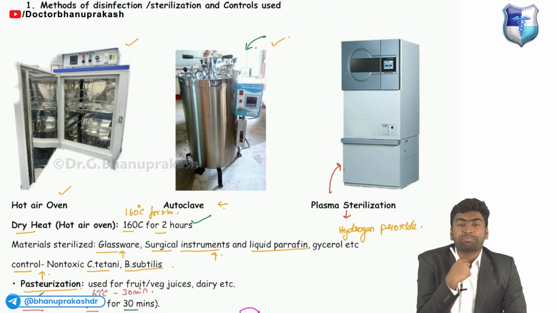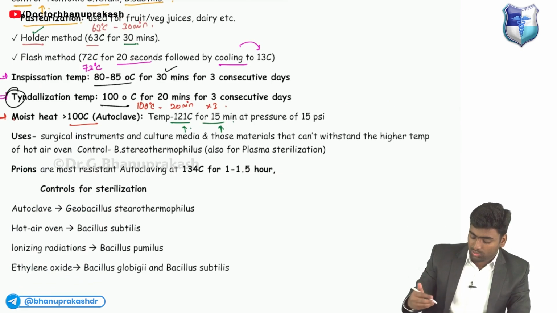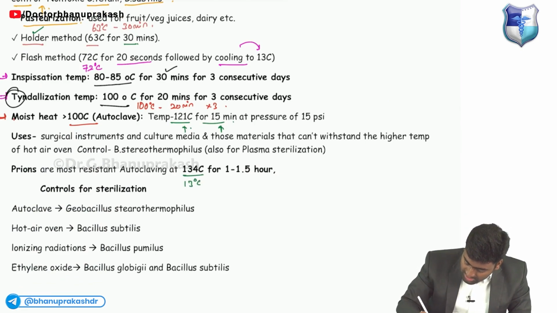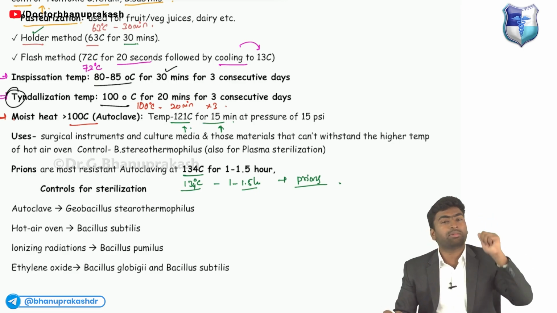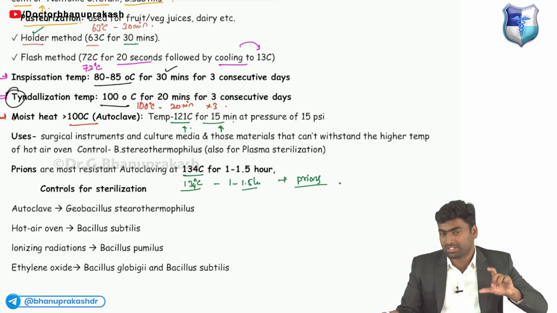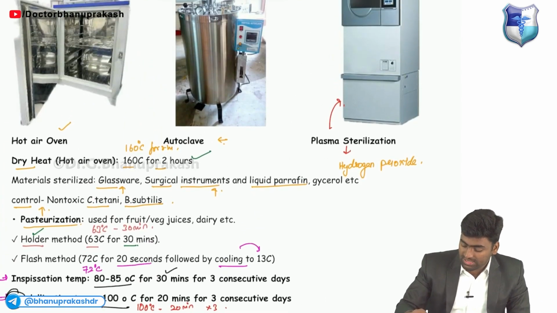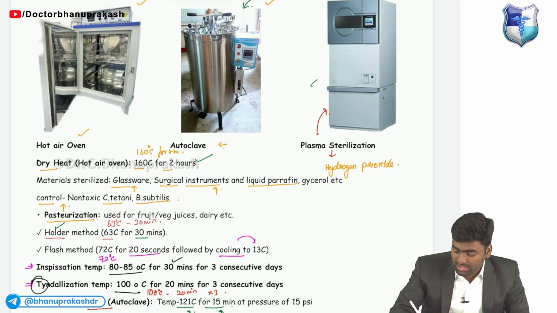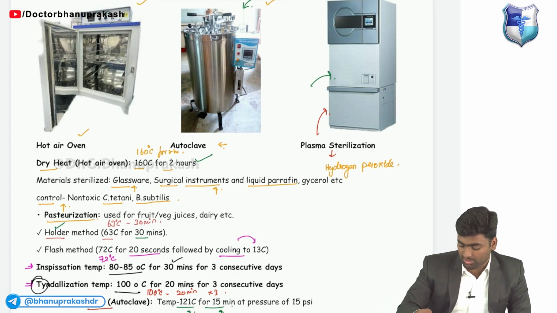But to kill prions, which are the smallest antigenic particles, you need to expose them to 134 degrees Celsius for 1 to 1.5 hours. Remember, it is 1 to 1.5 hours for killing prions. Just remember this much. So: dry heat, then pasteurization, then tyndallization, inspissation, followed by moist heat, which is autoclaving, and plasma sterilization. Plasma sterilization uses plasma, and this plasma is generated from hydrogen peroxide. Hydrogen peroxide. Just remember this much.